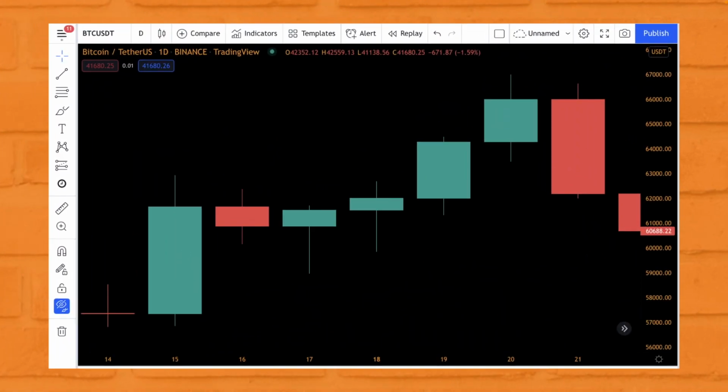This is the daily time frame of Bitcoin to USDT. Look at the way the prices are shown. This is called a candlestick chart, and it's probably the most popular way of looking at the price chart of an asset. Each candle shows the price changes of an asset in a given time frame. For example, here the time frame is daily, so each candle shows the daily price changes of Bitcoin.